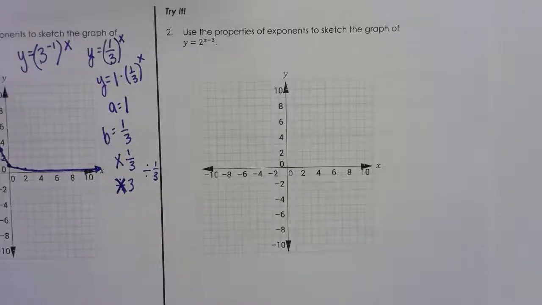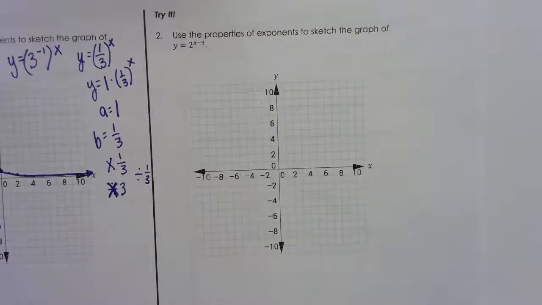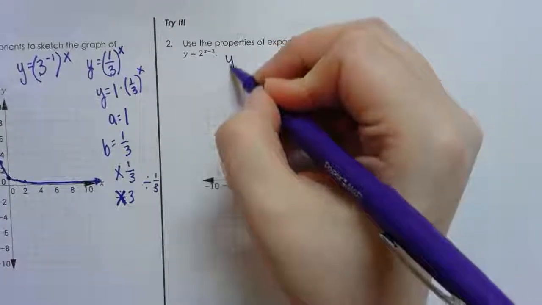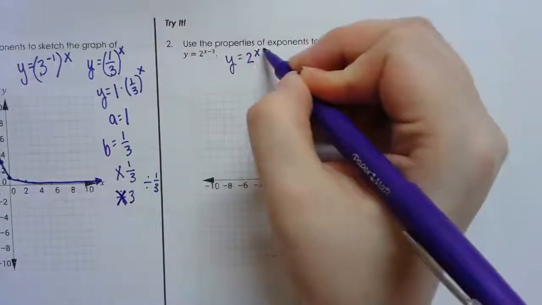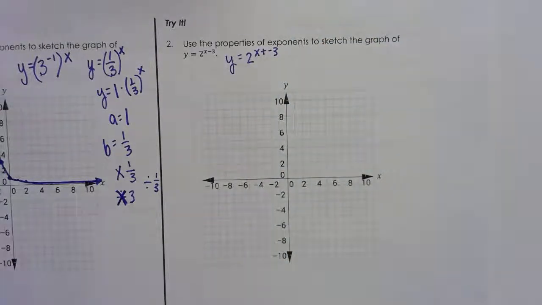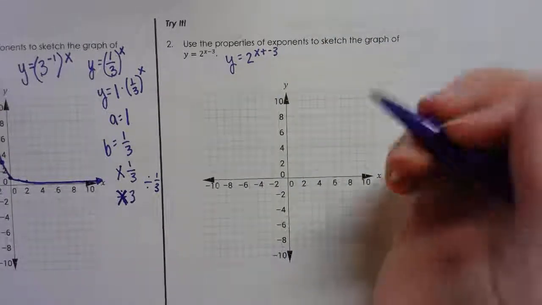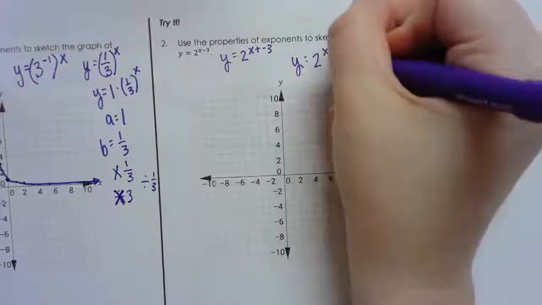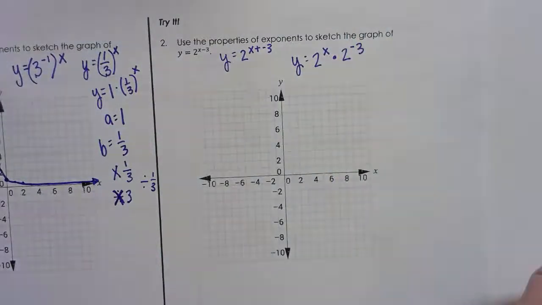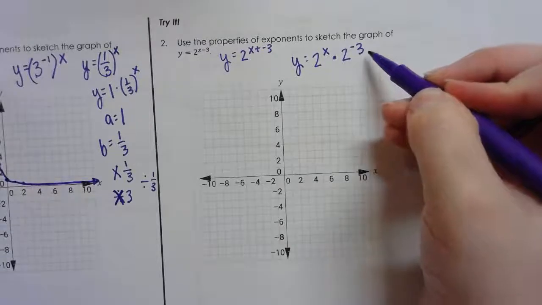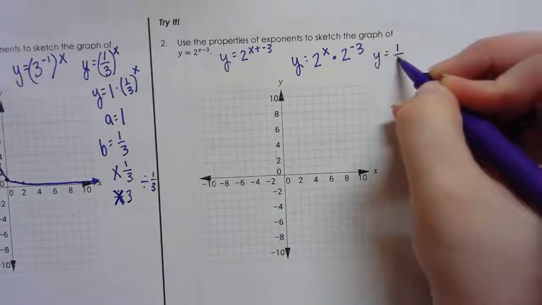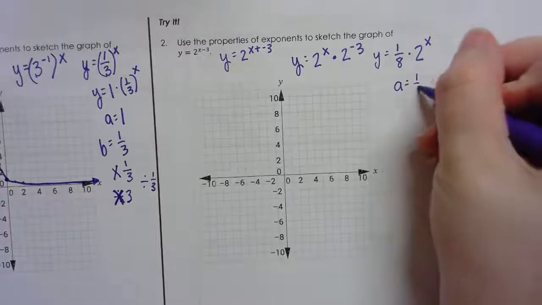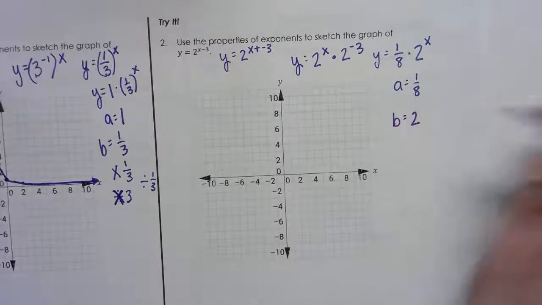Okay, so if you need more time, then pause the video. But this is subtraction. We could also write this as y equals 2 to the x plus a negative 3. That way we see that it's still addition. Then I have y equals 2 to the x times 2 to the negative 3. Well, 2 to the negative 3 is 1/8, so this is the same thing as 1/8 times 2 to the x. So my a is 1/8, and my b is 2.